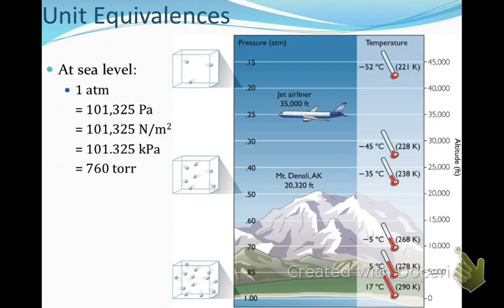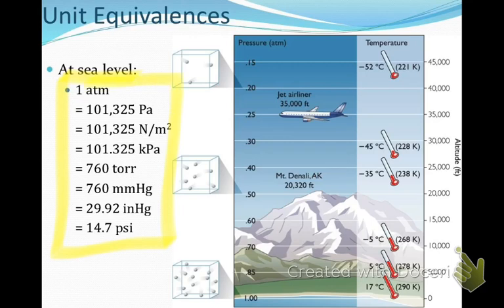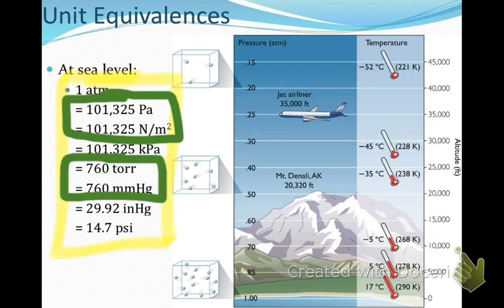It's equal to 760 torr, which is the same as millimeters of mercury. So torr and millimeters of mercury are the same. It's equal to 29.92 inches of mercury, and then 14.7 psi. So all of these pressure amounts are here at sea level, where we are right now. Don't forget that these two are the same, and these two are the same. And they're all equal to 1 ATM.